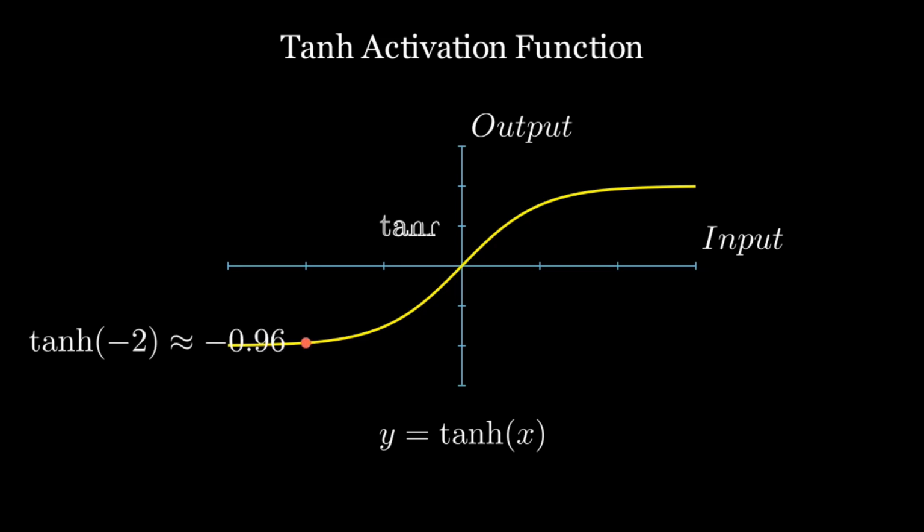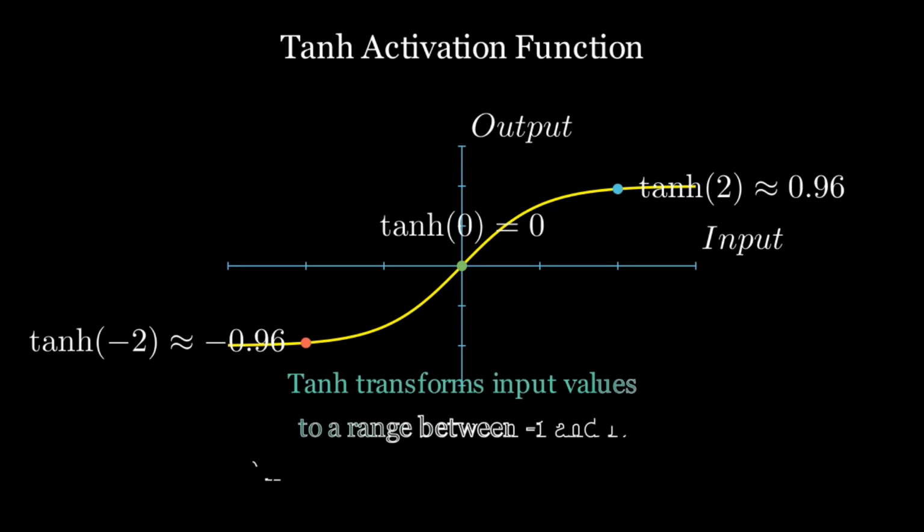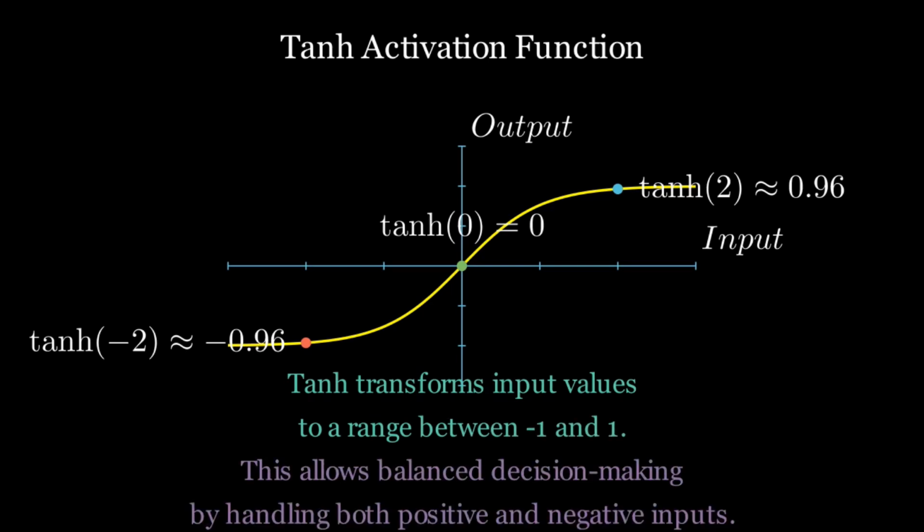Unlike other functions that only output positive values, Tanh provides a balanced approach, handling both positive and negative inputs effectively. This property makes Tanh particularly useful in situations where we need the model to handle both positive and negative inputs, as it centers the output around 0. So, why is this important for a self-driving car?